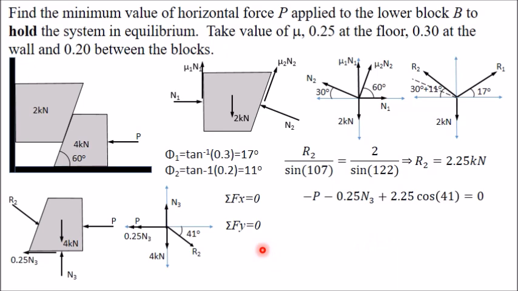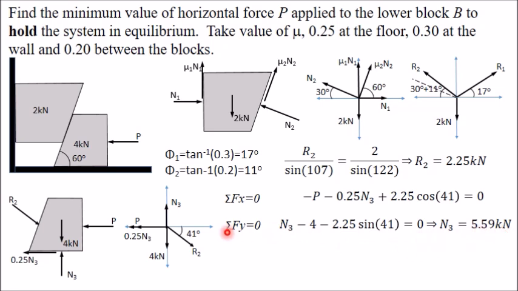Now for the second equation, sigma Fy equal to 0. You can see that N3 is in the positive direction, 4 kilonewton is in the negative y direction, and minus 2.25 sine 41 is this component of R2 here. So this is 41 degrees, so this component will be cos 41 and this component will be sine 41. Now equal to 0. From this equation, you can obtain the value of N3 as 5.59 kilonewton.